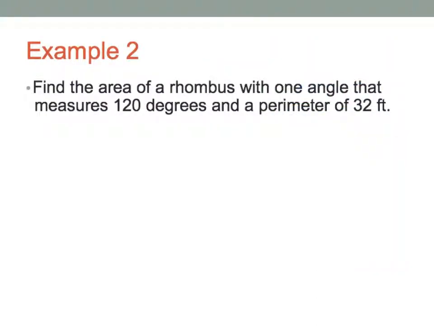Next example, find the area of a rhombus with one angle that measures 120 degrees and a perimeter of 32. Okay, and just as a note, I'm always going to write the area equals 1/2 diagonal 1, diagonal 2, and I know I'm going to have to come up with those two diagonals because the question is area of a rhombus for us to find.